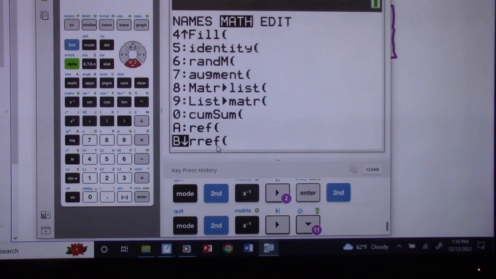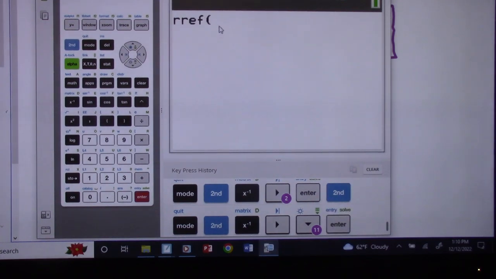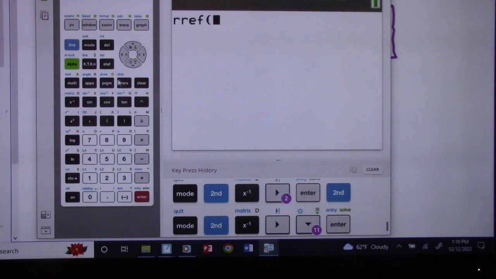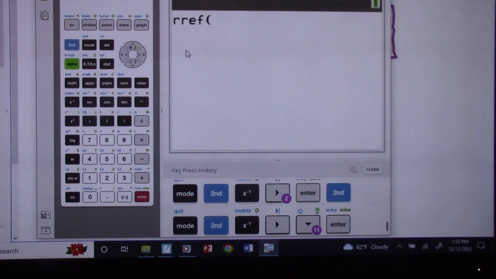RREF stands for what? You remember what I told you it stands for? It stands for reduced row echelon form. I like that word reduced. Row echelon form. Echelon, who's echelon? It has to be named after a person. Okay, so you should have this now. Does everybody have that now? So go ahead and get it. If you don't have it, make sure your neighbor shows you how to get it, okay?